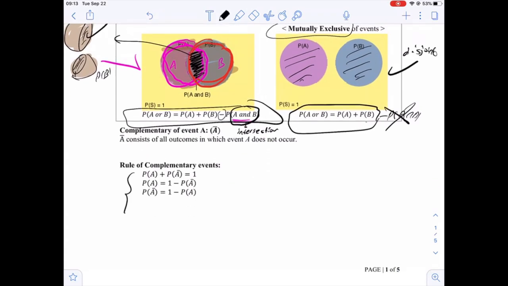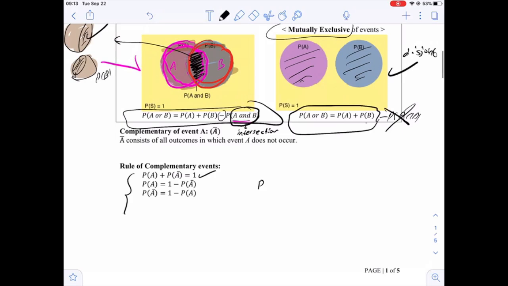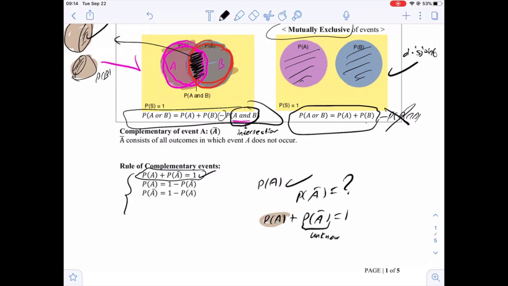Now, some rules. Probability of A plus probability of A complement is 1. We talked about this. And then from this we can find other probabilities. For example, if I know probability of A and I want to know probability of A complement, then I apply this basic rule to find that. So we know that probability of A plus probability of A complement is equal to 1, but I know probability of A. So we want to solve for probability of A complement.